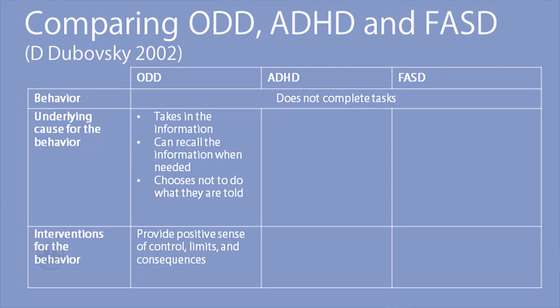One has a true oppositional defiant disorder with no co-occurring disorders. One has a true ADHD with no co-occurring disorders, and one has a true FASD with no co-occurring ODD. Sit down with the individual with oppositional defiant disorder and say, what did I tell you to do? And they can tell you what you told them to do. You told me to take out my math book, turn to page 43, and do problems 1 through 10. Because they took the information into their brain, stored it in their brain properly, and they could recall it when they needed it. Then you say to them, well, then why didn't you do what I told you?